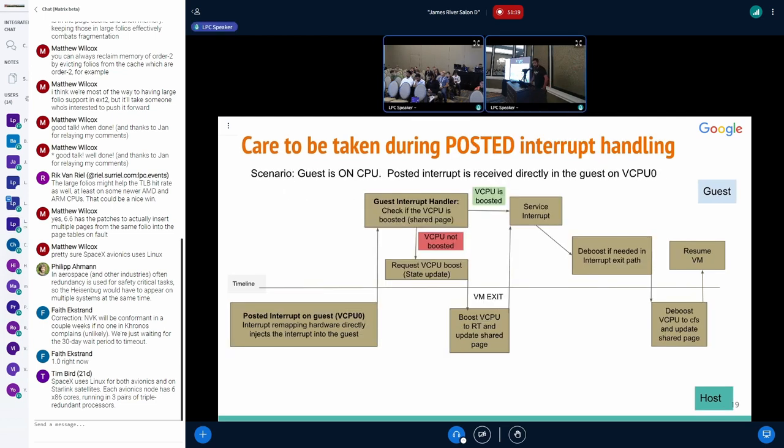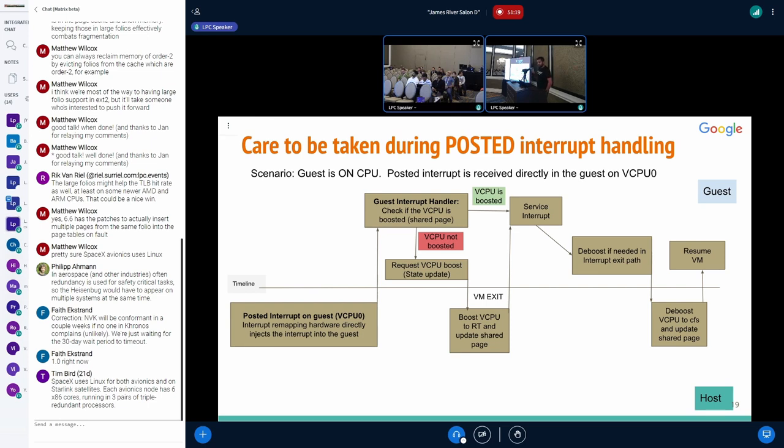And posted interrupt handling is similar. Posted interrupts are basically where the guest directly services the interrupt without the host ever knowing. So as I mentioned, we have to do something inside the guest on the interrupt entry path to make this work. What we do is set the shared memory with the request, but we don't do a hypercall like I mentioned. But if we had a VM exit while in the posted interrupt handler, then again in the VM exit we would boost.